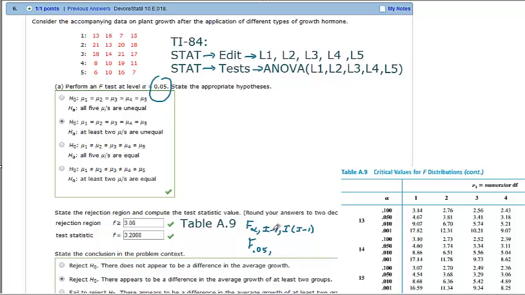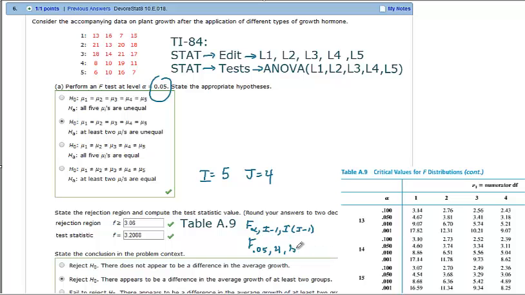My I happened to be 5, and my J happens to be 4, because I is how many different lists I have straight up and down, and J is how many entries in each. So my I minus 1 would be 4, and then my error, I times J minus 1, would end up being, for our results, 15.